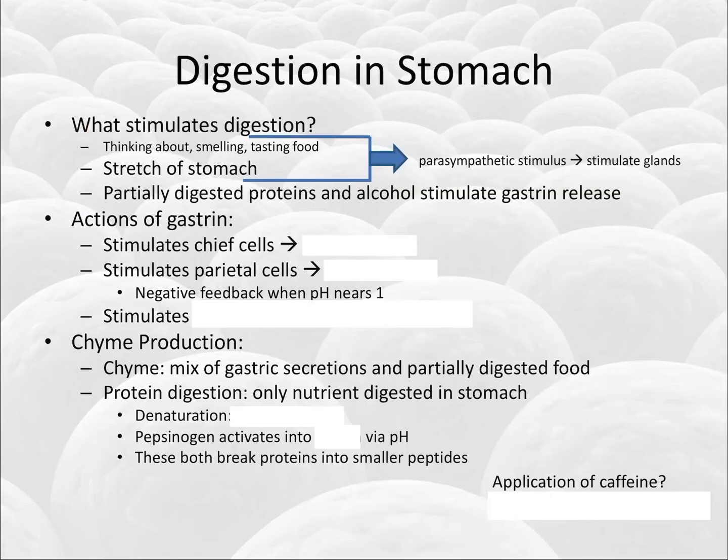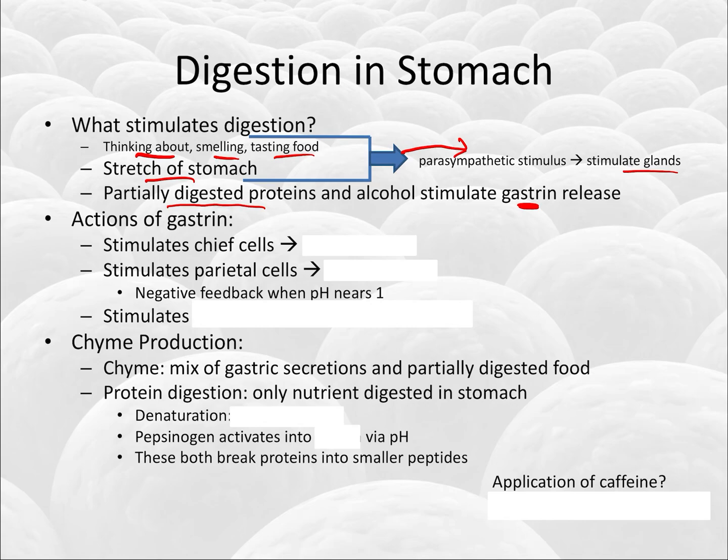Okay, so the stimulation of digestion begins with just thinking about, smelling, or tasting food. Stretching out the stomach also does this, and the presence of partially digested proteins will stimulate gastrin release. But these things stimulate the parasympathetic nervous system, which stimulates those glands to release all that stuff we were just talking about.